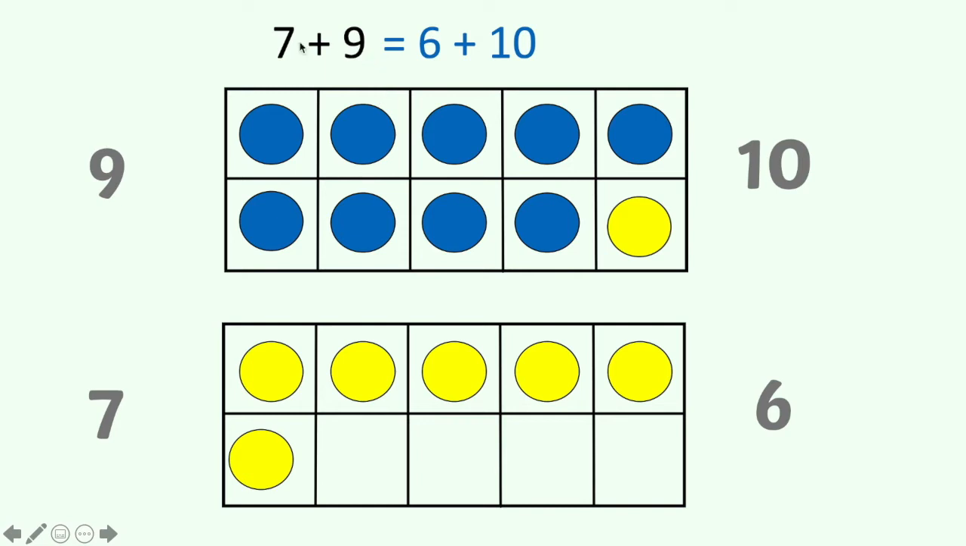So you can see what we've done is we've taken one from the 7, added it to the 9 to make 10. So all I really need to remember is that this number is getting one less, this number is getting one more, and that makes my addition sum into a sum that's adding 10, and that's easy. So 6 add 10 is 16. And this will work for all your add 9 facts.